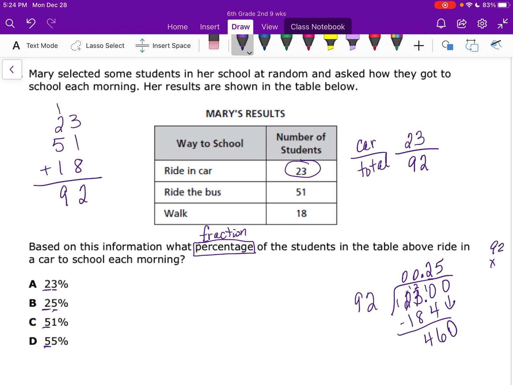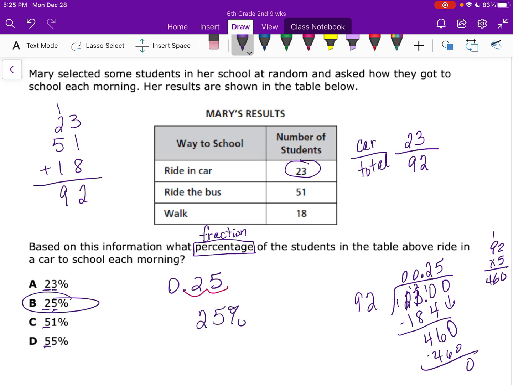If you need to, go to the side and multiply it. 4, 5, 46. Look at that, 460. Okay, so our decimal is 0.25. And then we move it 2 places. So our percent is 25%. B.